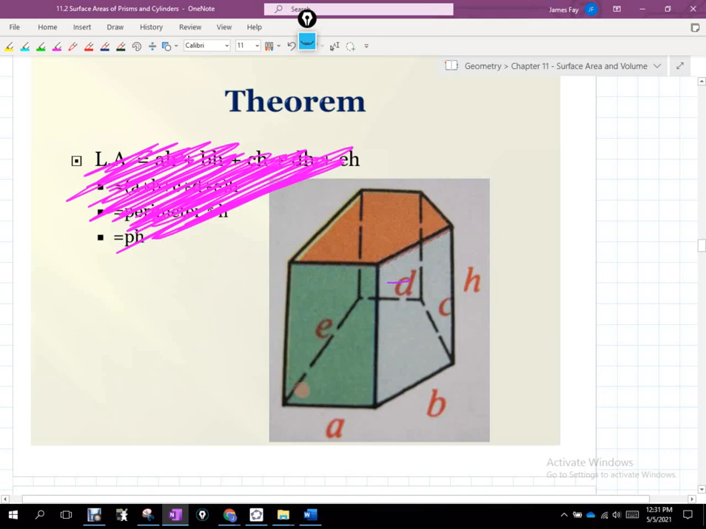Okay, if I look at this green one, what is this width right here? a. And what is that distance right there? h. So you guys agree that a times h is going to give me that green area. Okay, let's look at this next rectangle here, which would be this one. If I want to find its area, you're going to take b times what? b times h.